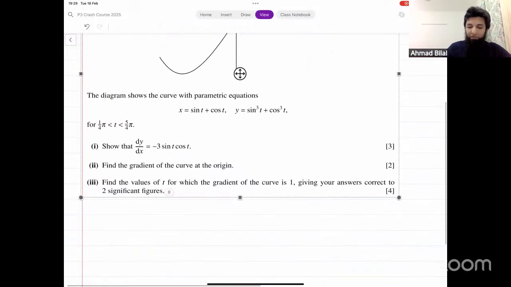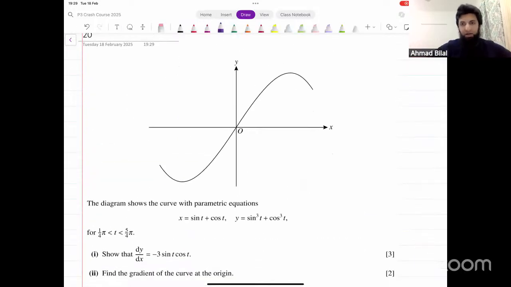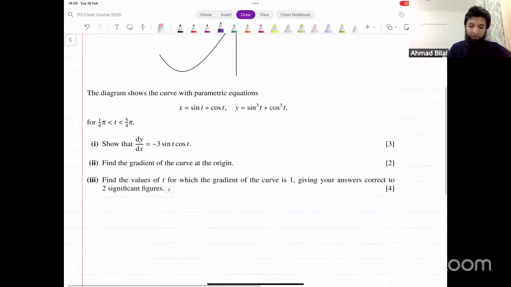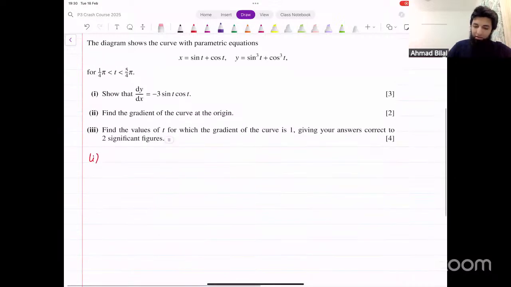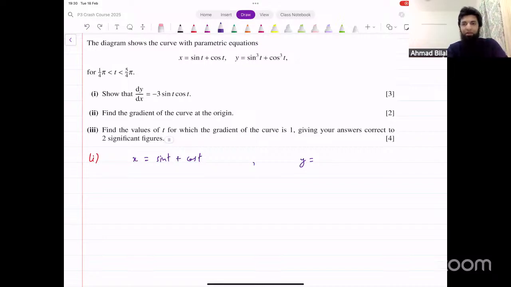All right, question number 21 from the worksheet. It says the diagram shows the curve with parametric equations, these, where t is between pi over 4 and 5 pi over 4. We need to show that dy over dx equals this. First of all, how can we do that? X equals sine t plus cos t. That's one equation. And the other equation is y equals sine cube t plus cos cube t. Remember, what's the proper mathematical form for this? It's sine t whole cube plus cos t whole cube. And that's the proper form of writing this.